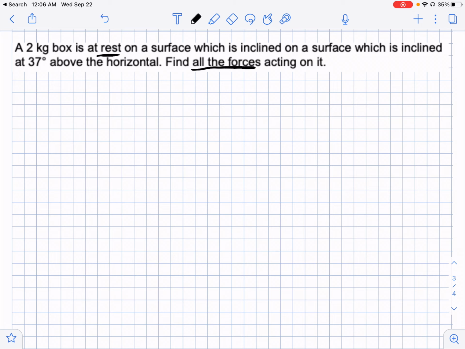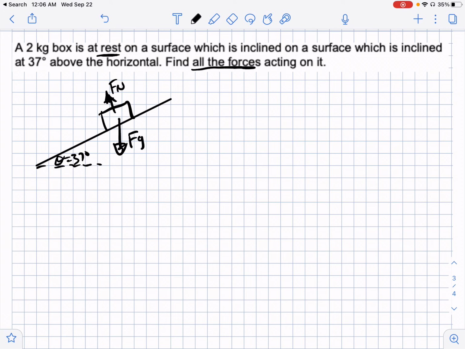So let's first draw our ramp. There's our ramp. Here's our theta, and it's equal to 37 degrees. Here's our box. Our box is at rest. And so then we'll draw our free body diagram. We have Fg going straight down. We have the normal force that's perpendicular to the ramp.